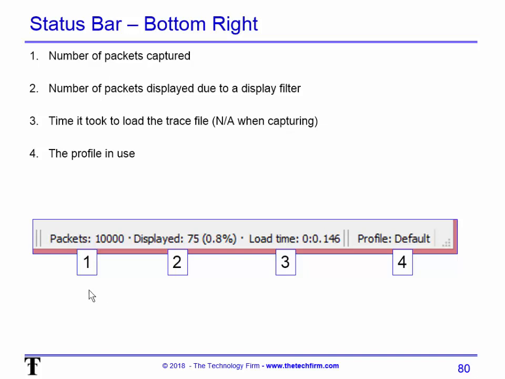So I just want to do that again. This is the total packets I've captured. In this case, there's 10,000. There's no comma delimiter there. You've got to just kind of spread it out with your eyeballs. Displayed is the number of packets remaining due to a display filter, not a capture filter, a display filter. In this case, there's 75. We have the load time. How long did it take Wireshark to open this file? And lastly, the profile that you are currently using within Wireshark.